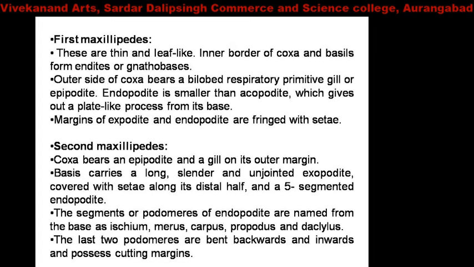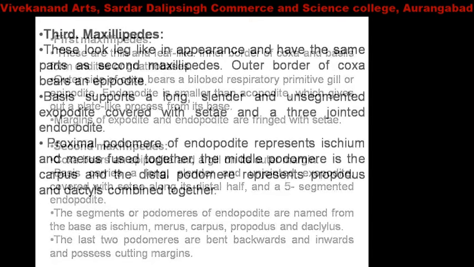Basis carries a long, slender and unjointed exopodite covered with setae along its distal half, and a 5 segmented endopodite is present. The segments or podomeres of endopodite are named from the base: ischium, merus, carpus, propodus and dactylus. The last two podomeres are bent backward and inward and possess cutting margins.